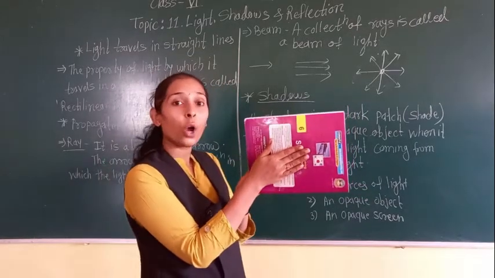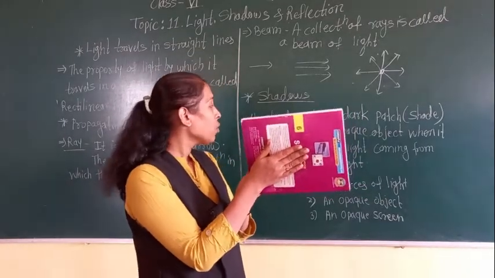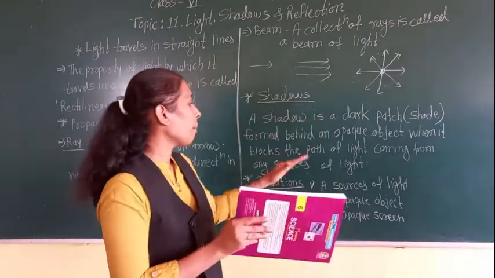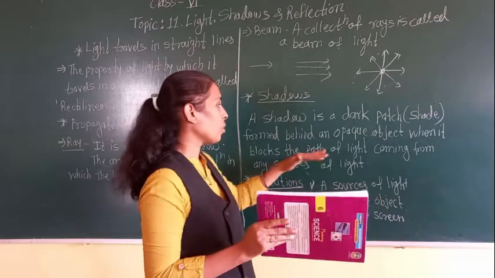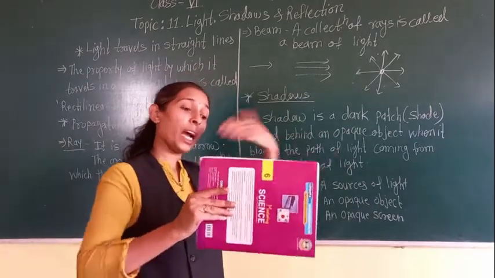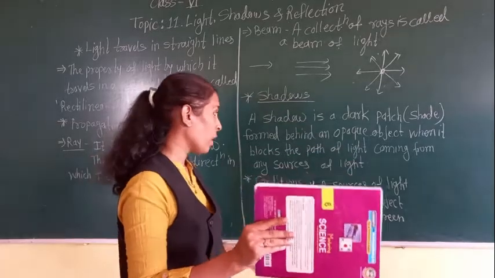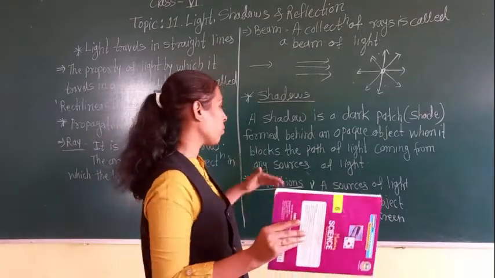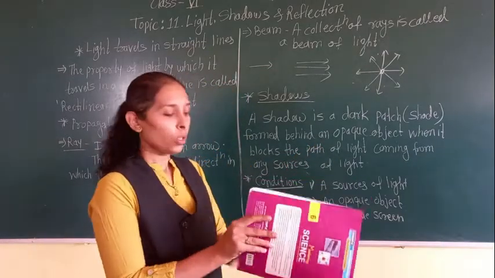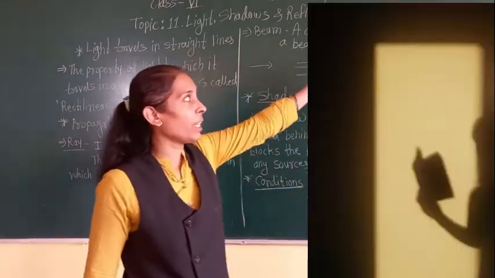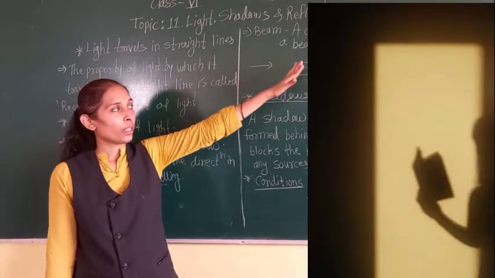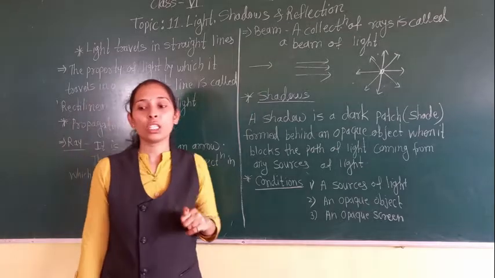then here it will get an obstacle or here it will get stopped, or either the path of the light will get blocked. The path of the light coming from any source of the light. Okay. So, it is a dark shape which is formed behind the opaque object, when it blocks the path of the light coming from any source of the light. Okay. So, now here you cannot see, but you can see in the image how exactly the shadow forms. See now the image, observe it properly.